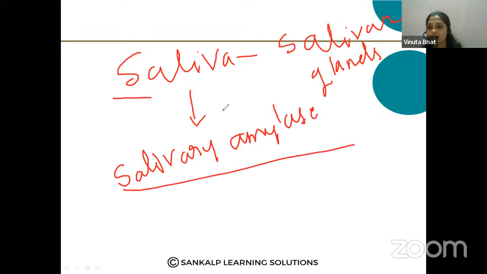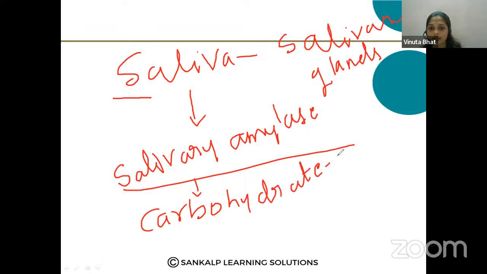So what is the function of this salivary amylase enzyme? Anybody just tell me what is the function of this salivary amylase enzyme? This helps to break down the carbohydrate. The food we eat contains carbohydrate. Carbohydrate will get into a simpler form, that is into sugars, right? Carbohydrate is converted into a simpler form, that is converted into simple sugars. That is the digestion in the mouth.